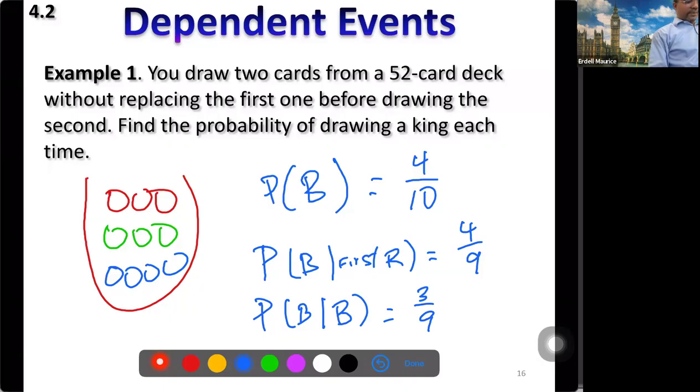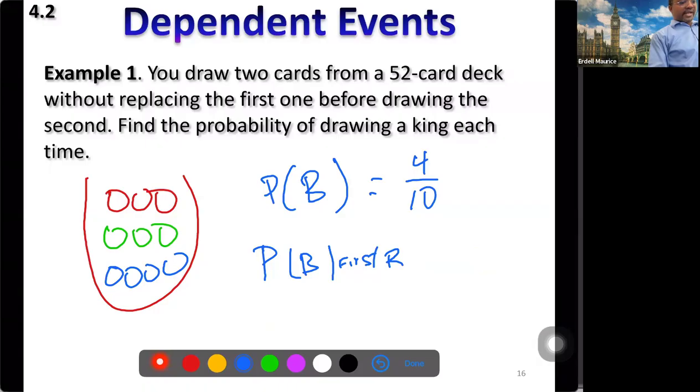What's the probability of selecting a blue ball on the third try, given that the first ball was red and the second ball was blue? So now I'm selecting 3 balls. I went in there, I got a red ball. I went in there again, I got a blue ball. What's the probability I get a blue ball now? It's going to be 3 out of 8. Questions there?